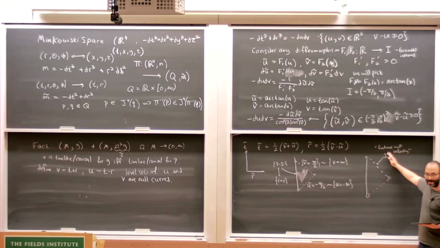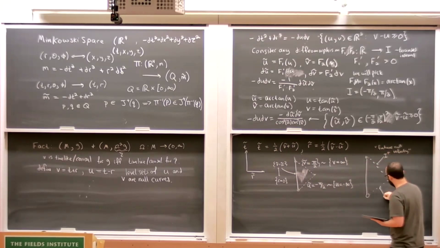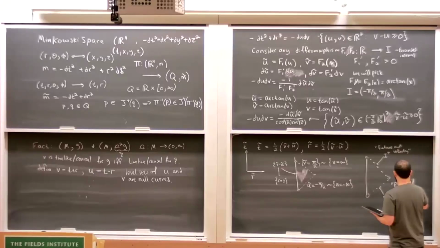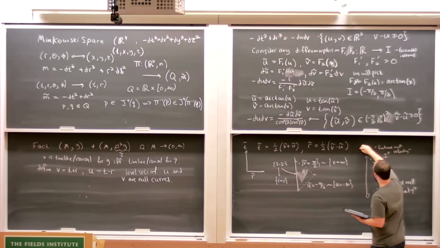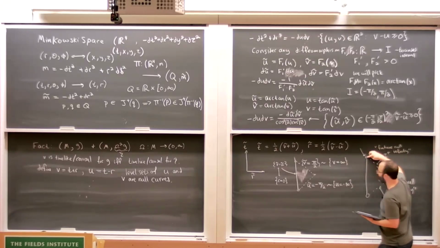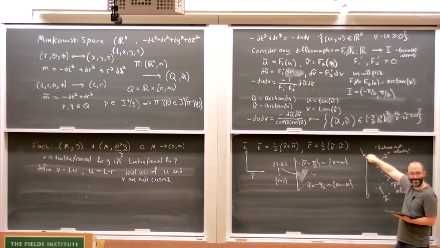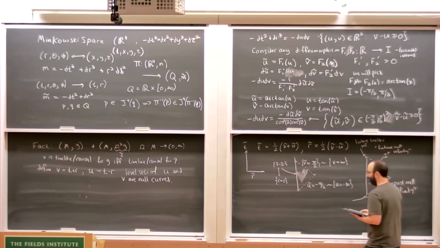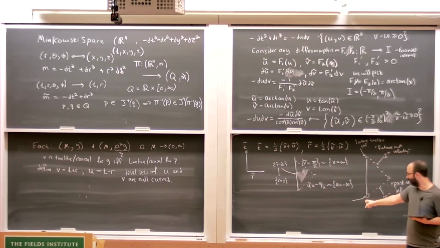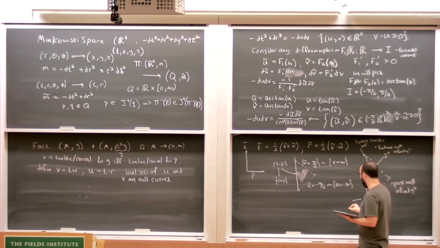So we call this I plus. This thing is called I minus, so this is called past null infinity. This point here on the blackboard is called future time-like infinity. And this little thing here is called past time-like infinity.